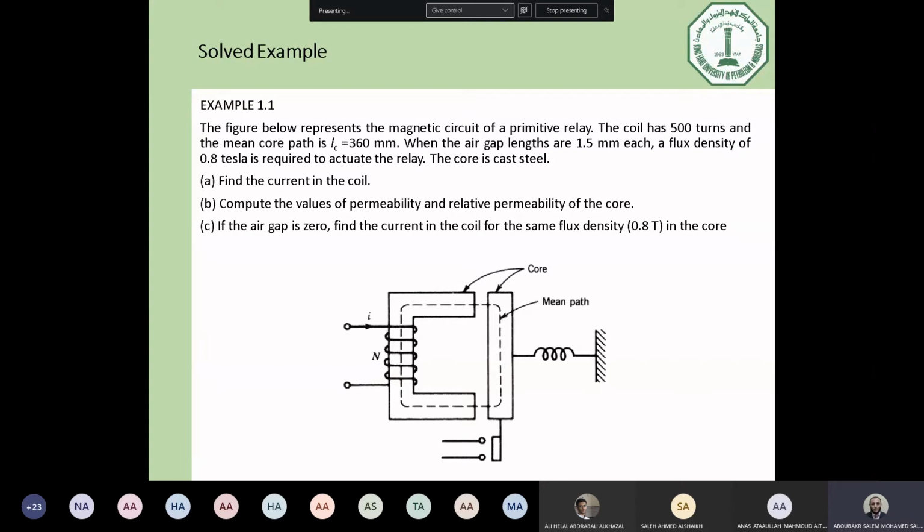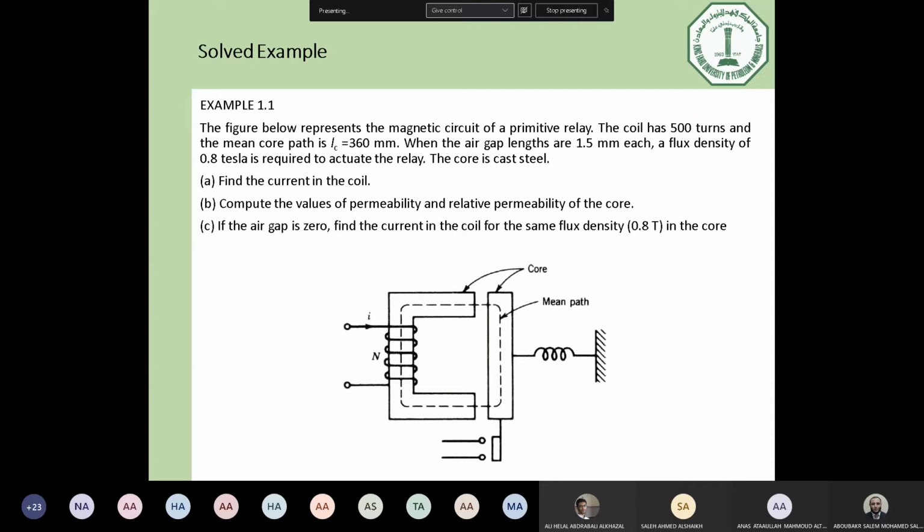Here, the figure below shows a relay. The coil has 500 turns, and the mean core path, which is the average length, is equal to 360 millimeters. The air gap lengths are 1.5 millimeters each, as you can see, we have two air gaps, each one 1.5 millimeters. A flux density of 0.8 Tesla is required to actuate the relay. So, in order to actuate the relay, we need 0.8 Tesla.